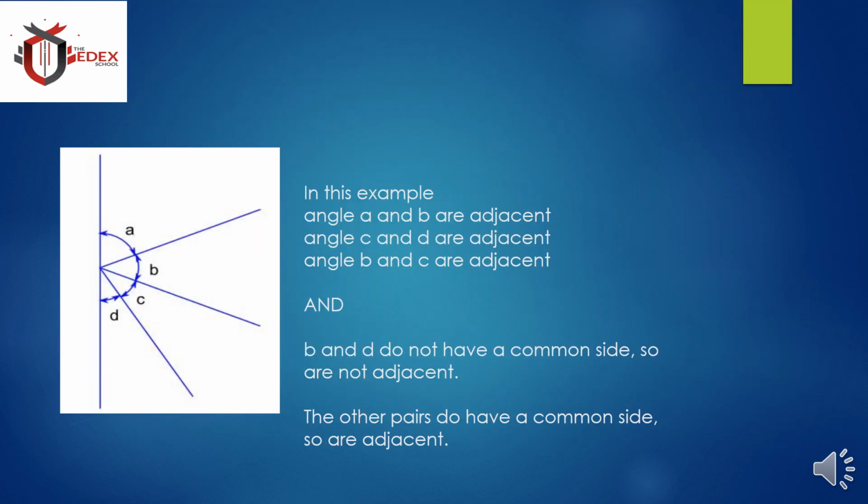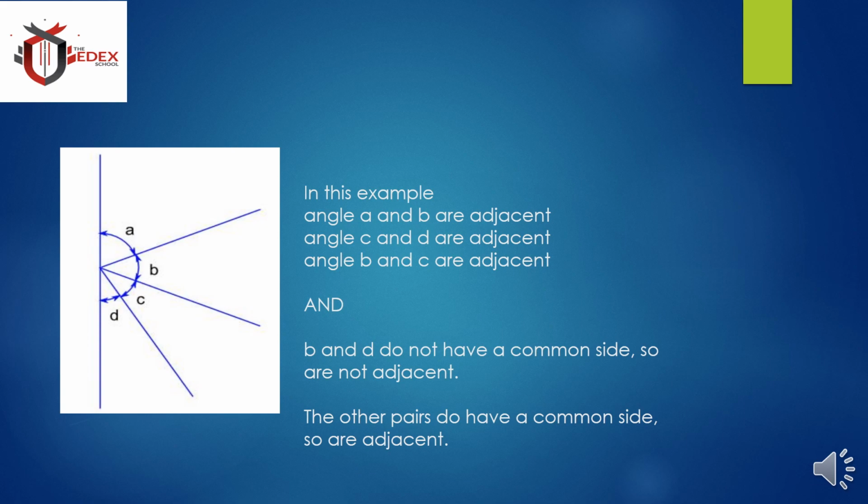Okay, here is another example of adjacent angles. There are four angles in this figure, A, B, C and D. Look at A and B. A and B are adjacent angles because they share a common side and a common vertex. Same for B and C and same for C and D. But we cannot say that B and D are adjacent angles because their sides are different. And same for A and C. They are also not adjacent angles because their sides are different.